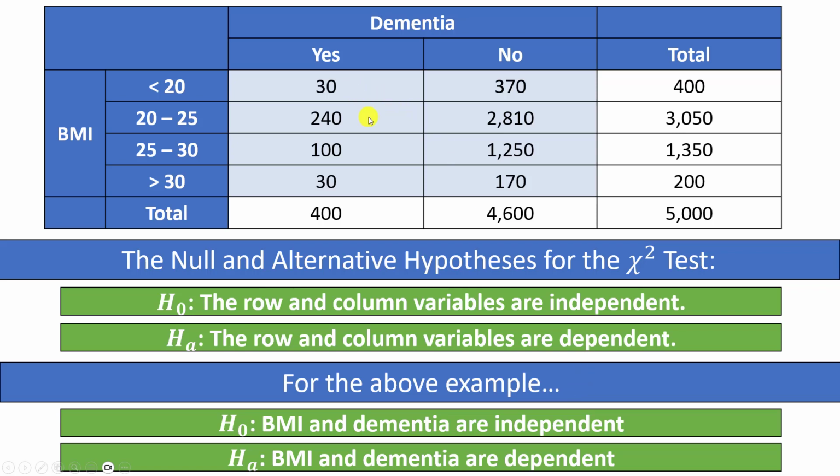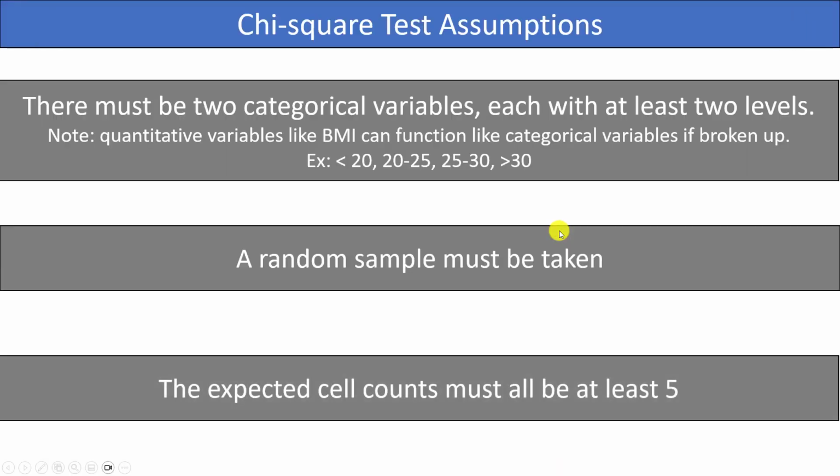So for example, if these two variables were independent, how many people would you expect to see who are less than 20 BMI and have dementia, or in any of these other categories, right? And as long as all of those numbers were at least 5, we could move forward with the test. Once again, we will calculate those values a little bit later with our calculator, but this is one of the assumptions.